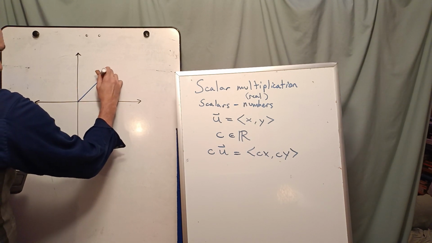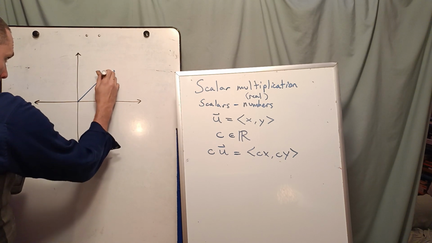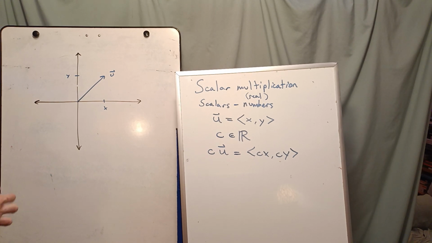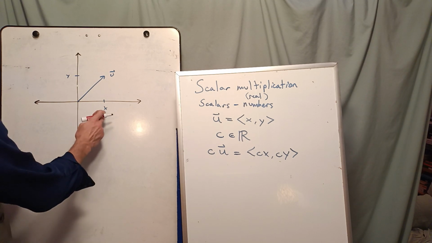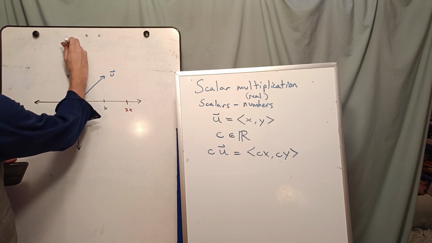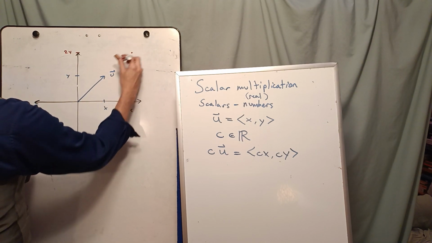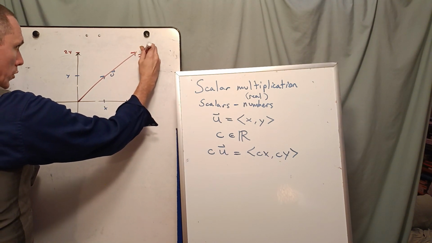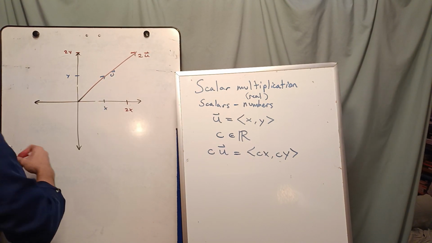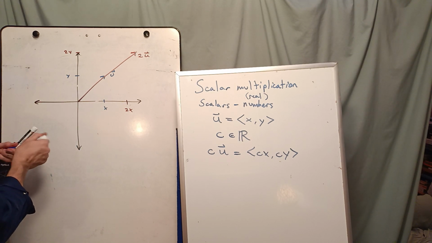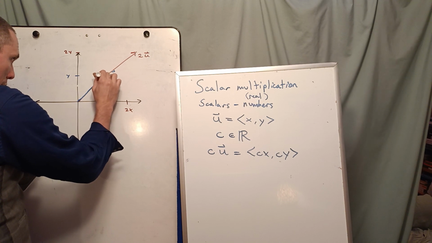All right, so let's say we start with some vector u. It has components x and y. Then if I multiply by, say, 2, this will multiply x by 2, and it will multiply y by 2, and that endpoint will be the endpoint of 2u. Try not to lose my original u as we go through this.